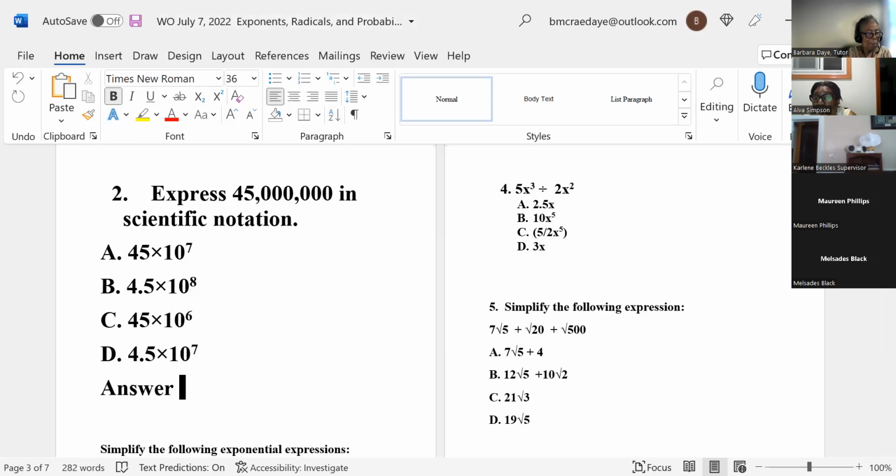And the exponent represents the number of places you moved it: 1, 2, 3, 4, 5. So what's the answer?